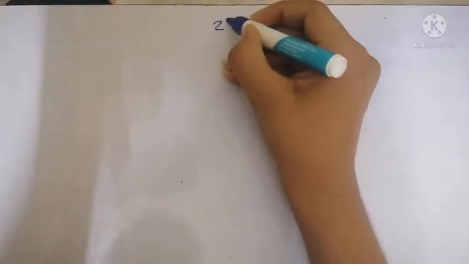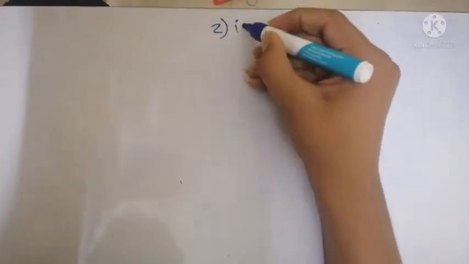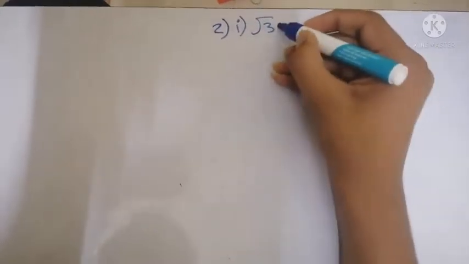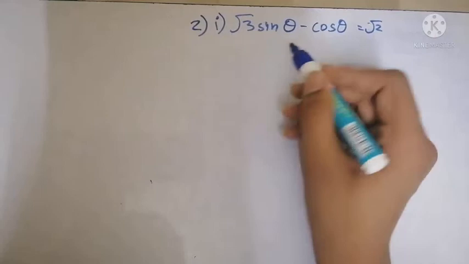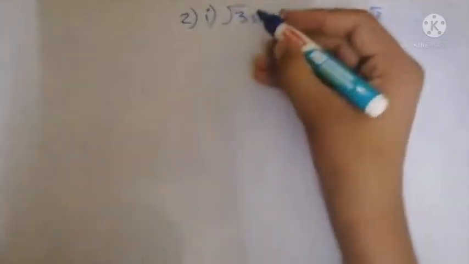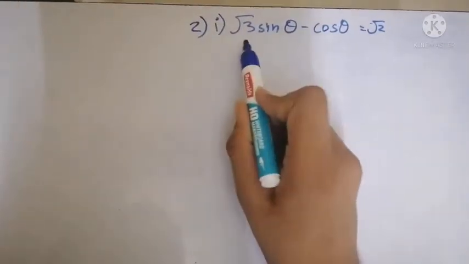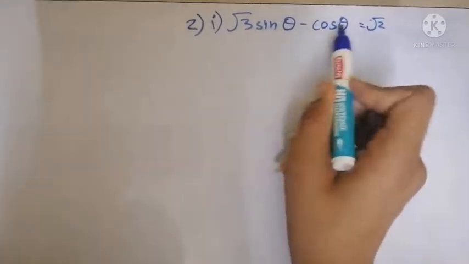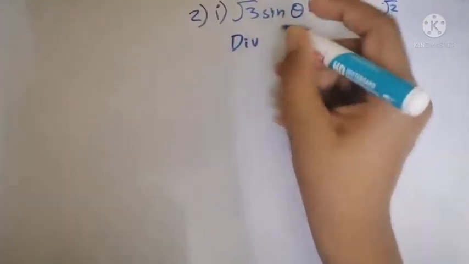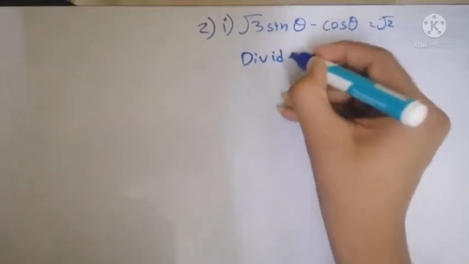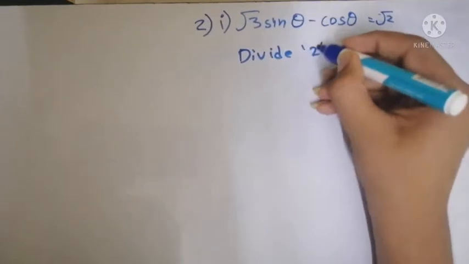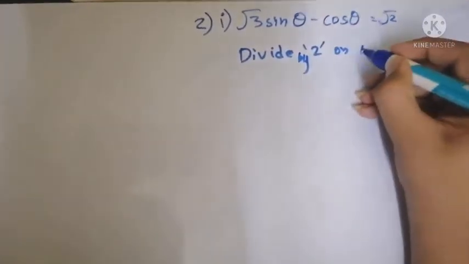So now we are on the second one. In the first one, the given root 3 sin x. By seeing this problem, you can see that it's similar to a formula. First, let us divide by 2 on both sides.